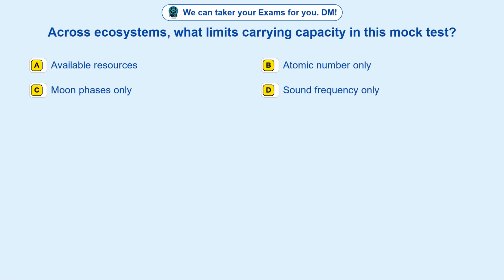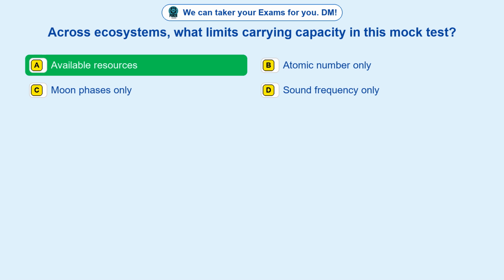Question 29. Across ecosystems, what limits carrying capacity in this mock test? Option A, available resources. Option B, atomic number only. Option C, moon phases only. Option D, sound frequency only. The correct answer is option A.